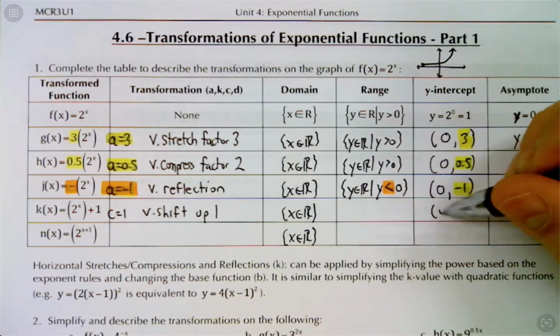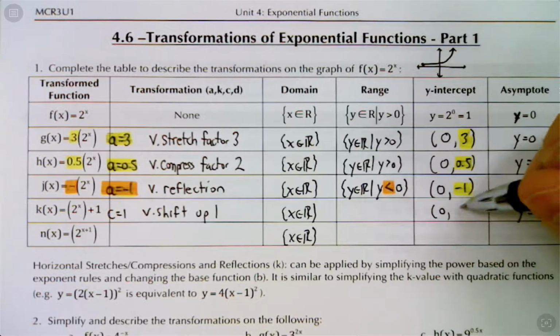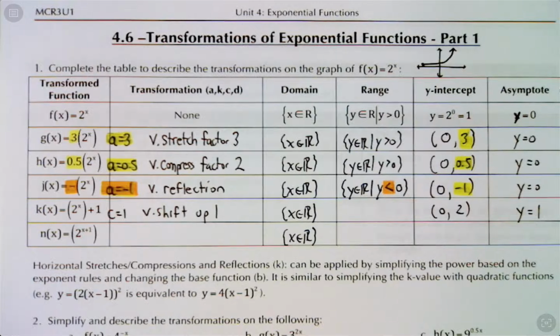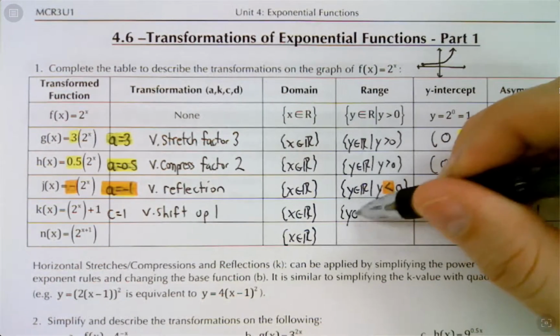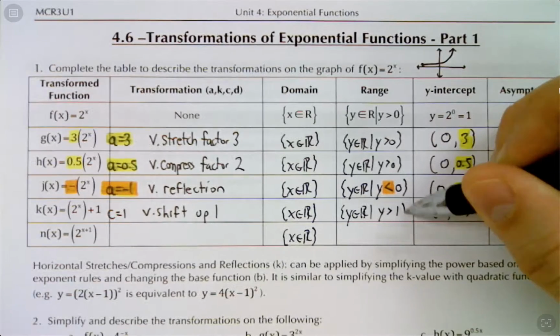The y-intercept was again changed, because instead of being at 0, 1, if we shifted up 1, it would be at 0, 2. And the range would change, because if our asymptote is now y equals 1, our graph's approaching y equals 1. Now y has to be greater than 1.